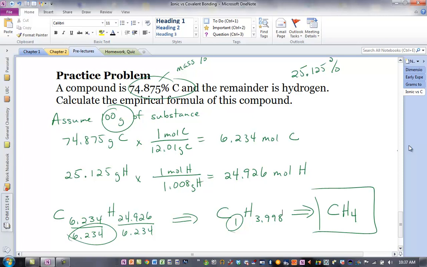Now, sometimes you might not get whole numbers at this point, but you'll be a lot closer, and we'll talk about what you do. But in this case, we got whole numbers, and there is our empirical formula for this compound. May or may not be a molecular formula. We need one more piece of information to figure out if that is a molecular formula or not, and we will do that in class.